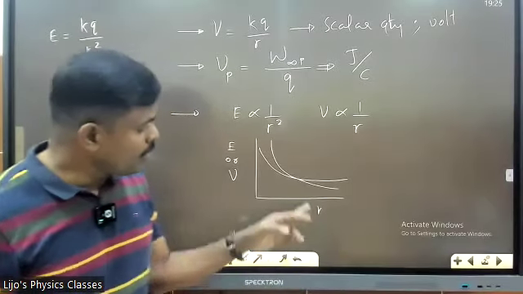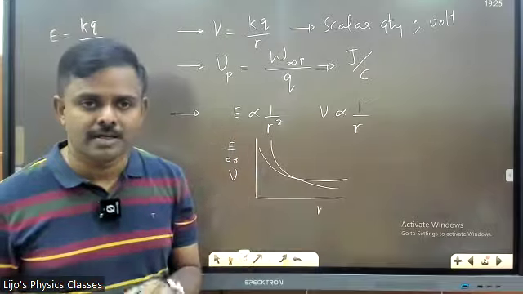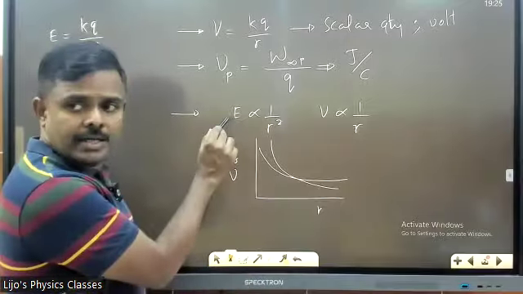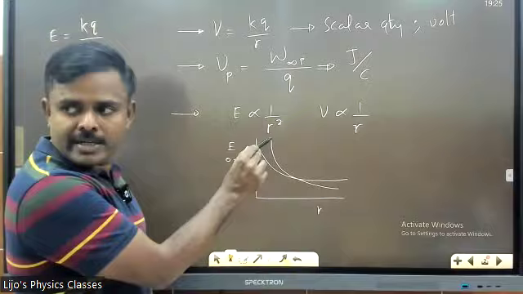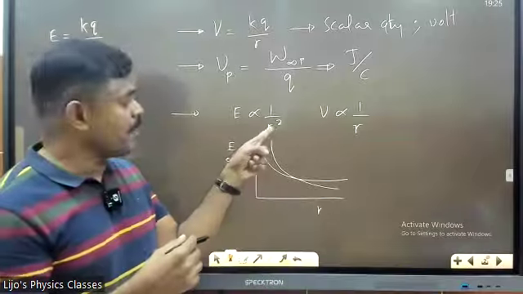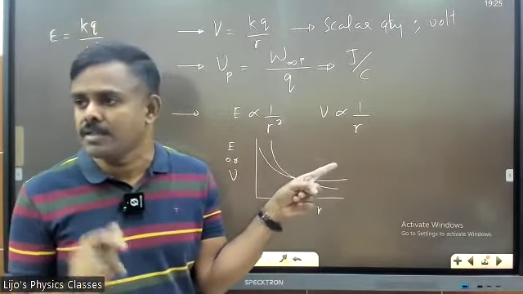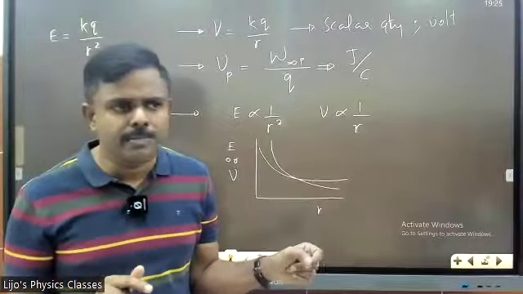All right. Then how do you differentiate between them? Which one is E, which one is V? That is the tricky part. I'll tell you here, E is proportional to 1 by R square. V is proportional to 1 by R. Who has greater power? E, right? Greater the power, steeper the curve will be. Steeper means what?